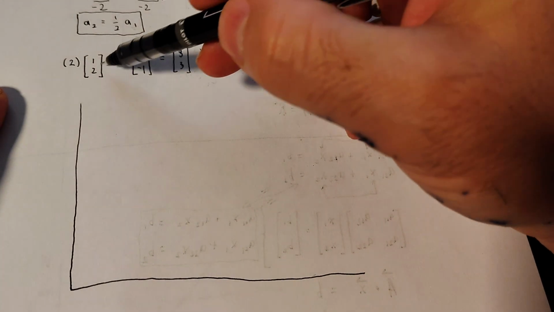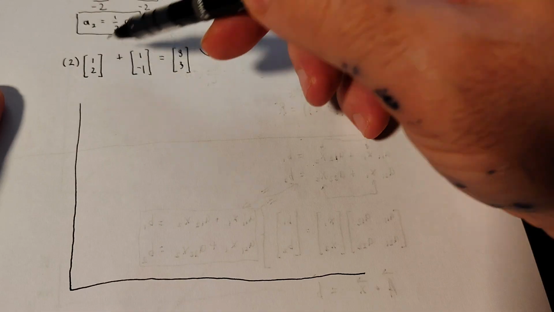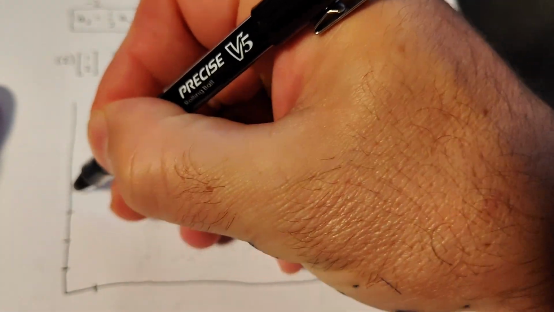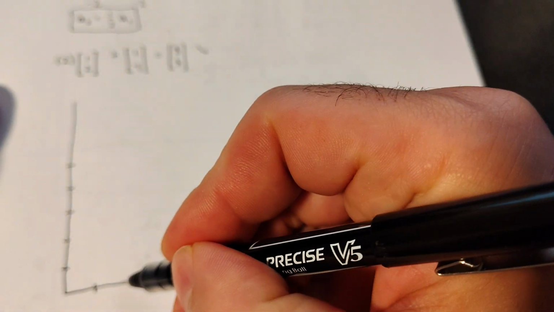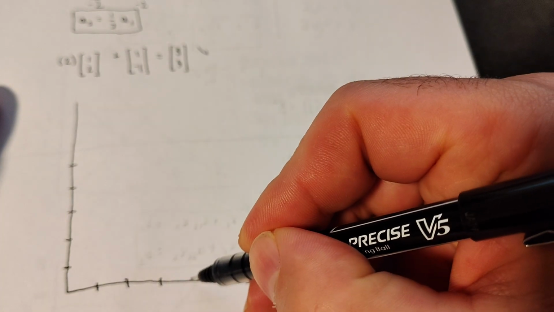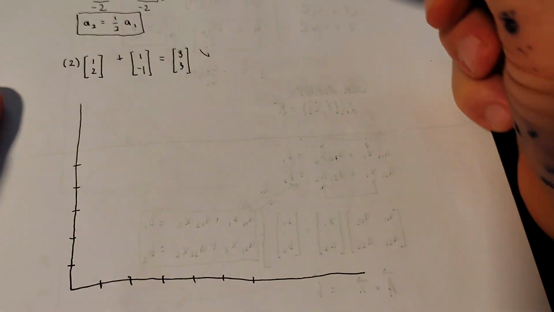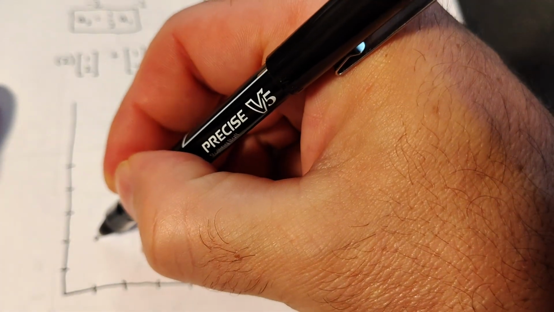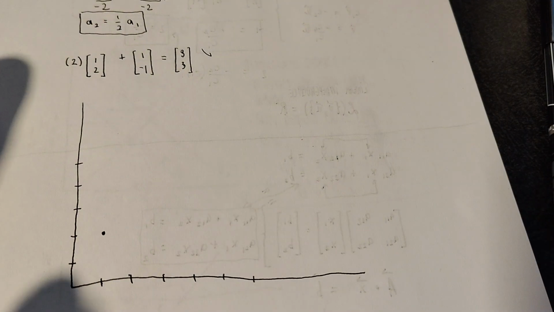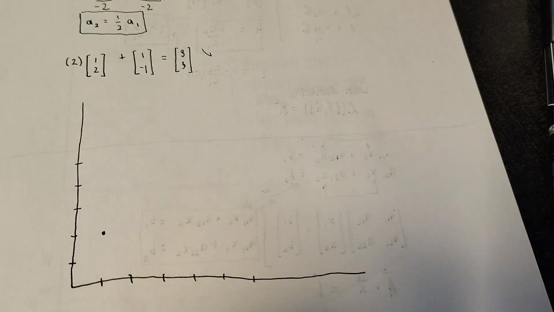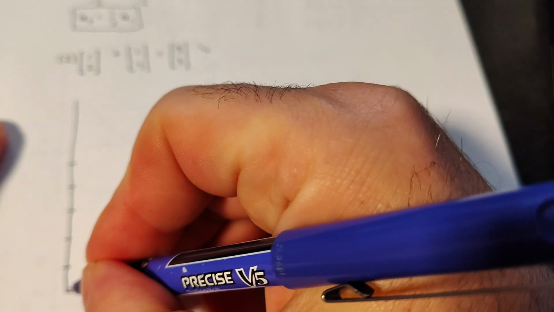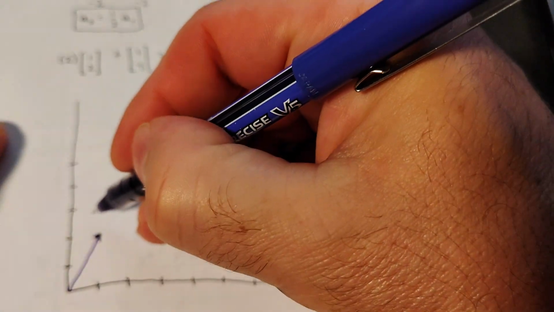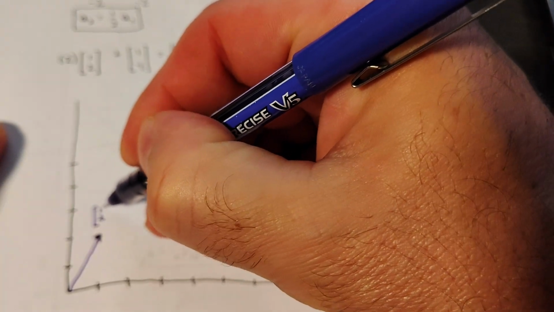Okay, so we need two vectors here. We have the vector 1 and 2. So that's, let's say this is 1, 2, 3, 4, 5 and 1, 2, 3, 4, 5, 6. So we need the vector 1, 2. That'll be this point here. Use different colors. That'll probably be helpful. All right, so this is the vector 1, 2.